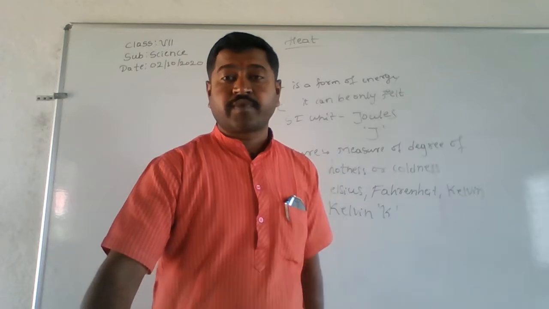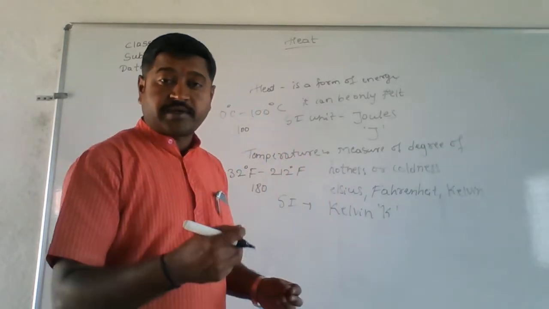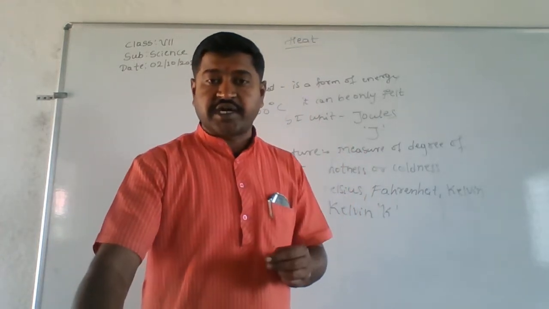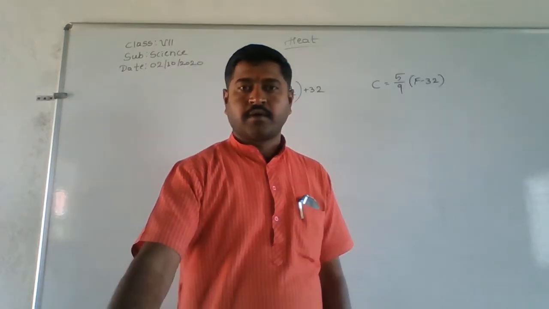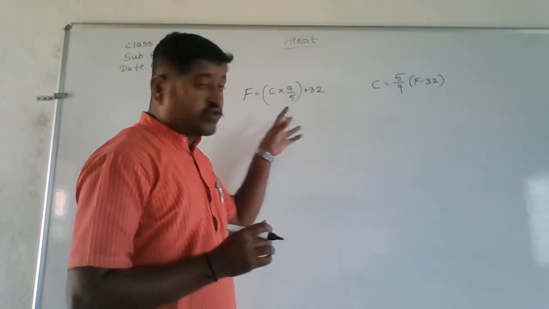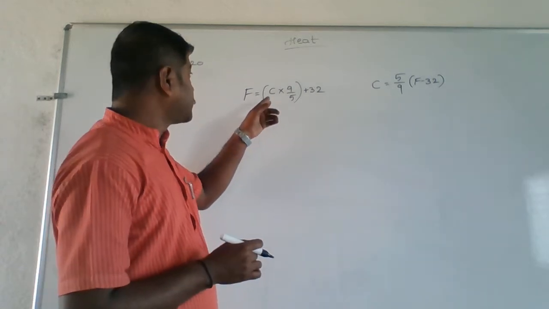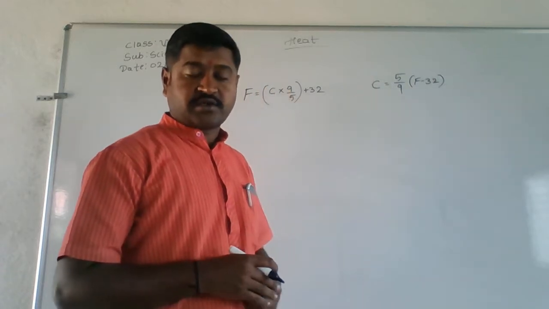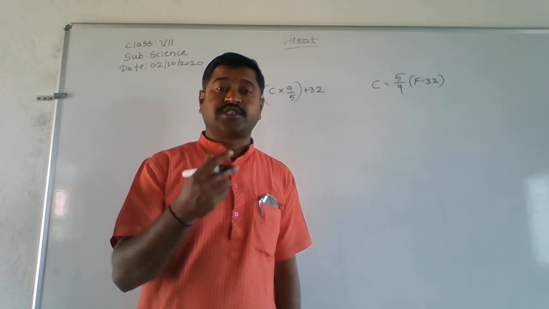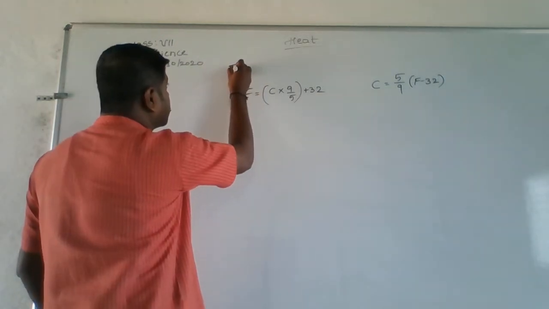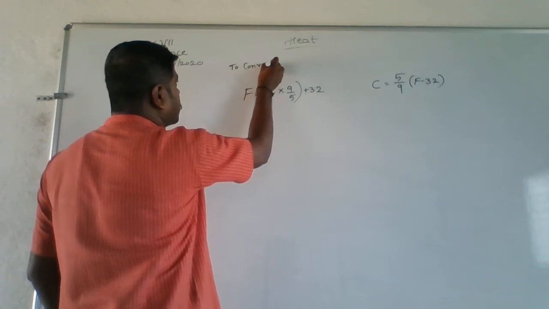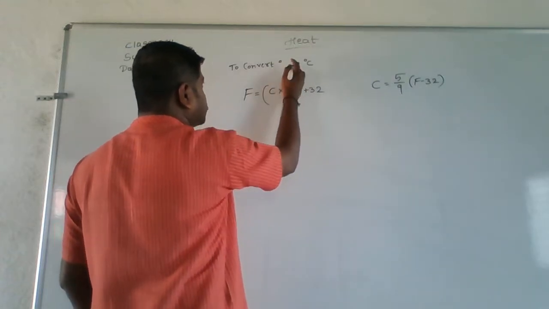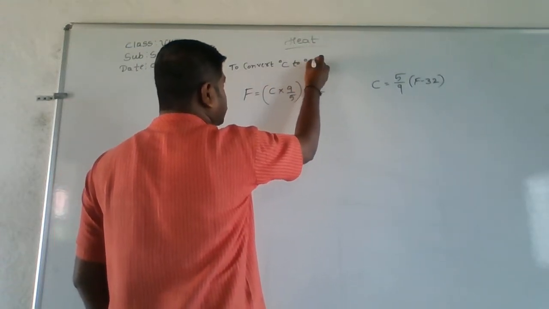Now what we will do, we will learn how to convert from degree Celsius to Fahrenheit scale and from Fahrenheit scale to Celsius scale. Okay. We have two formulas. One is to convert Celsius scale to Fahrenheit and one is from Fahrenheit scale to degree Celsius. These are the two formulas which we will be using. So this is to convert from degree Celsius to degree Fahrenheit scale.